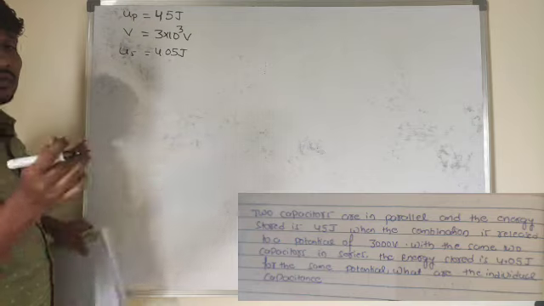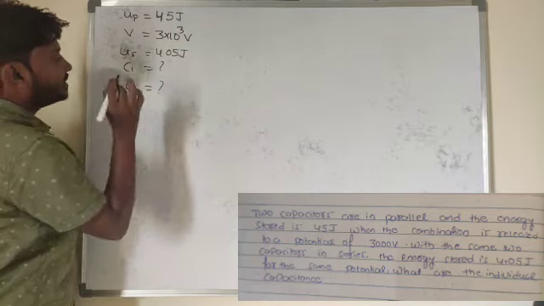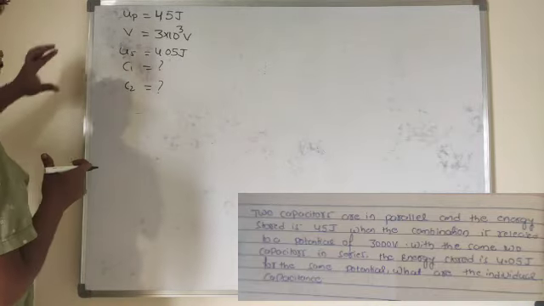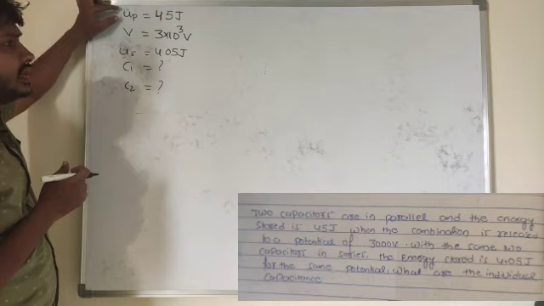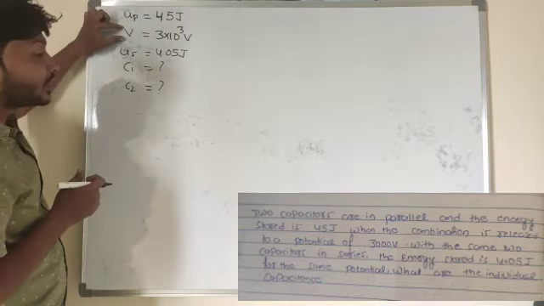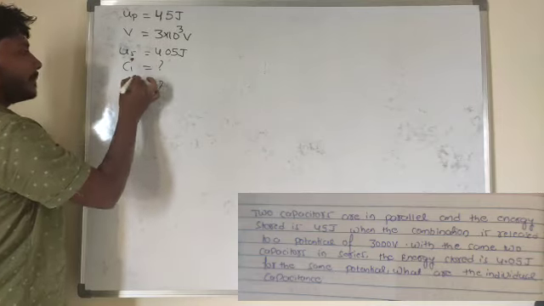What are the individual capacitances? So which value do I need to find out here? C1 and C2. So most of the time in annual examinations they ask these kinds of questions. So look at here, energy stored in parallel they mention, energy stored in series they mention, and potential they mention. So they ask to determine the individual capacitance values.